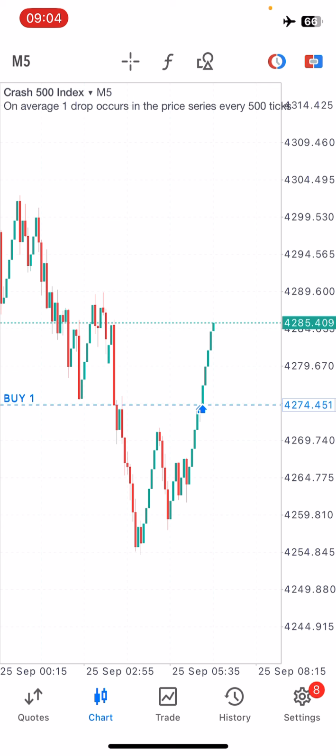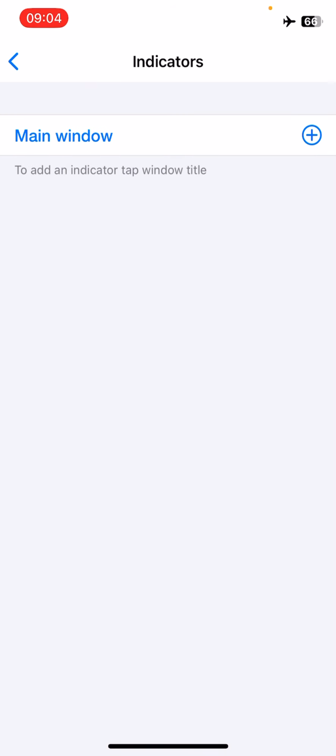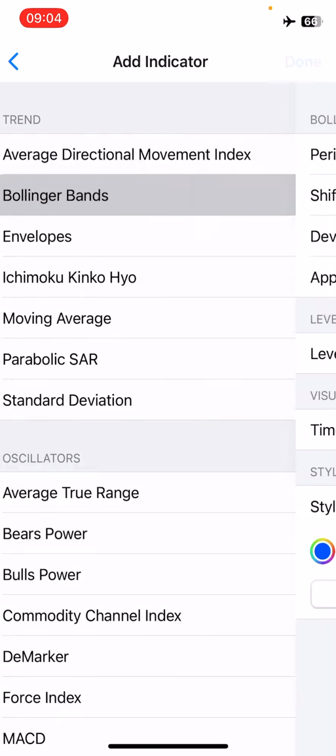So let's get into business. Let's get into this strategy. Right now, I'm on Crash 500. We're on a 5-minute time frame, like I said, and I want to start installing my strategy. So the first indicator that I want to add, going to our main chart, is going to be the Bollinger Bands.